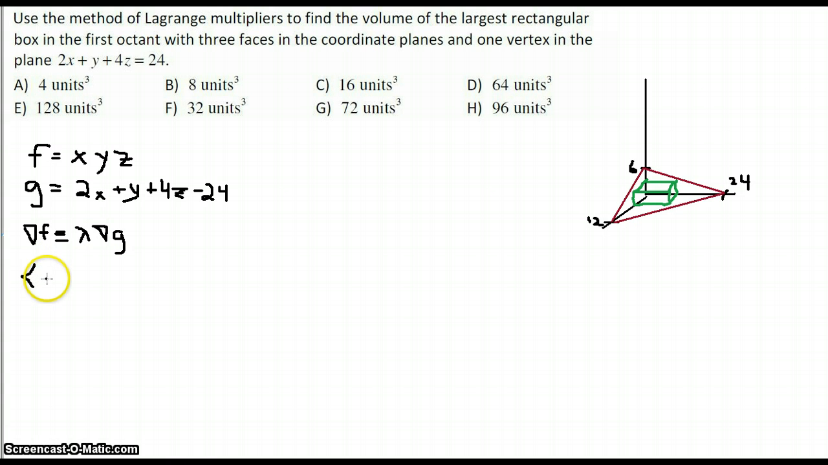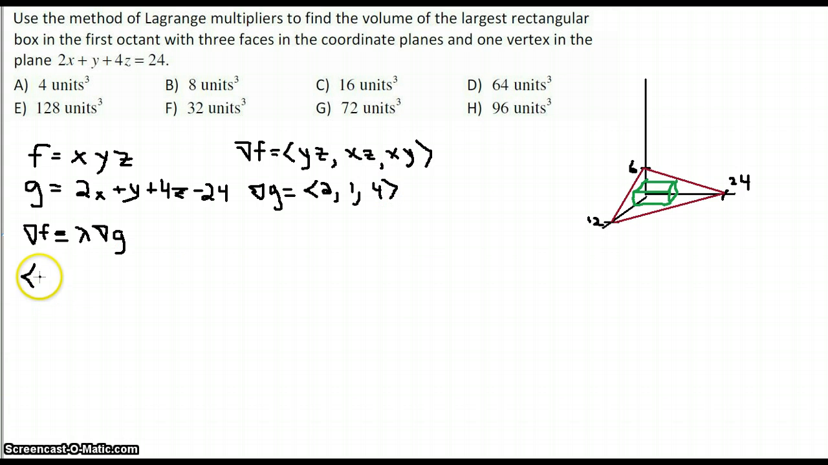The gradient of f is yz for the x component, xz for the y component, and xy for the z component. The gradient of g, numerically, has components 2, 1, and 4. So the gradient of f has to equal lambda times the gradient of g, and that's going to mean that we have to solve 3 equations.